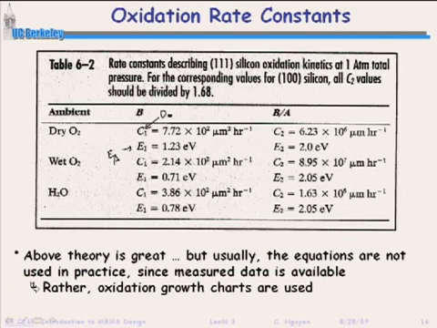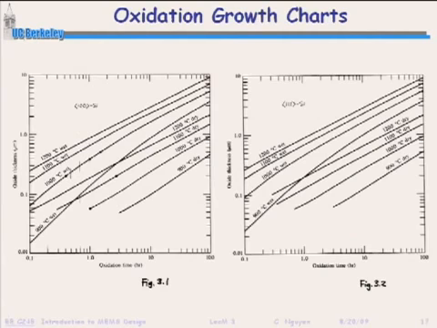We won't even care about these equations too much, because in reality, when you get in the lab and you're actually processing, you never use those equations. What you do is use charts. Why play around with equations if someone's graphed all of them for you? So that's what this is. These are oxidation and growth charts. You find this in every microlab. This is oxide thickness versus oxidation time on log plots here.